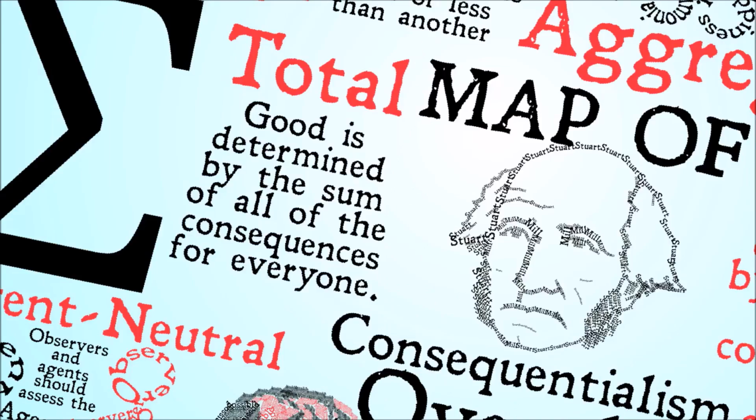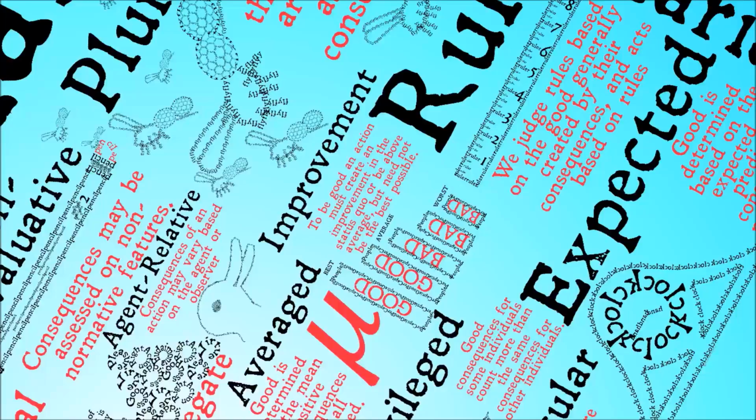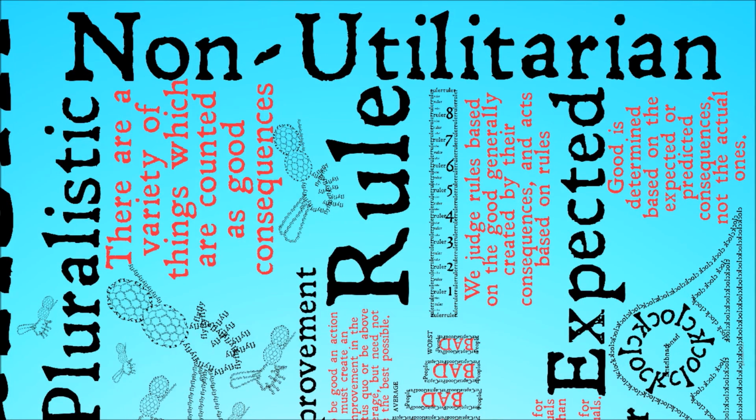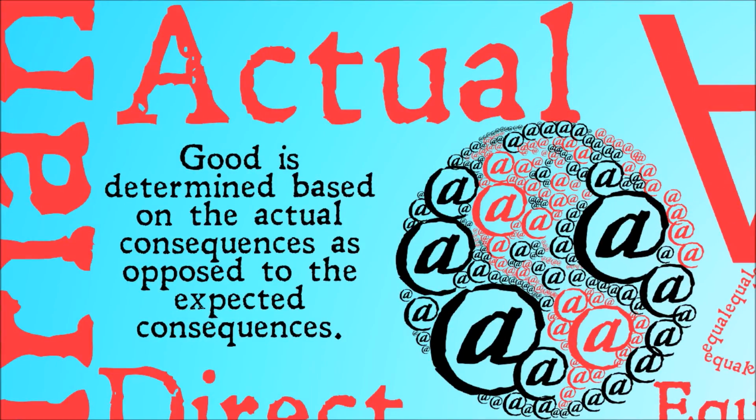We're going to define those choices that are traditionally utilitarian with red titles, black text, on this side of the map. And on the other side of the map, we'll have our non-utilitarian choices with black titles and red text. So let's get started. First off, we have a distinction between actual consequentialism and expected consequentialism.